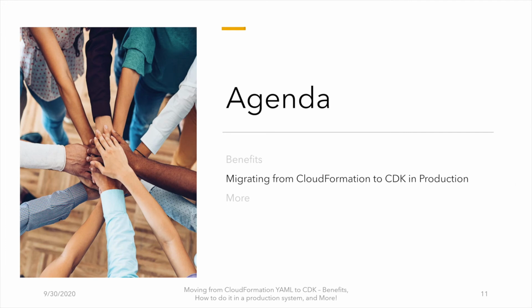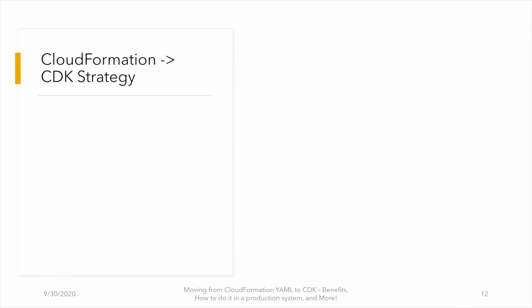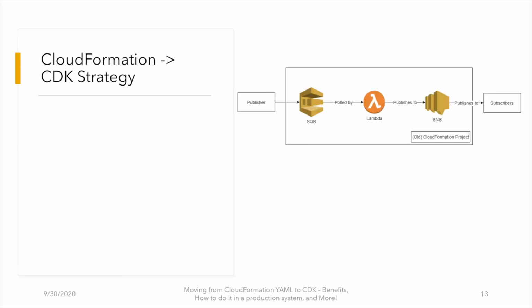All right, let's go over how we can migrate from existing production CloudFormation to production CDK. For example, let's start with a project that we want to migrate that declares the following resources in CloudFormation: an SQS queue, an AWS Lambda that pulls from the SQS queue, and an SNS topic, which the AWS Lambda publishes to. Also, we will attach a publisher to the queue and some subscribers to the topic for inbound and outbound traffic.